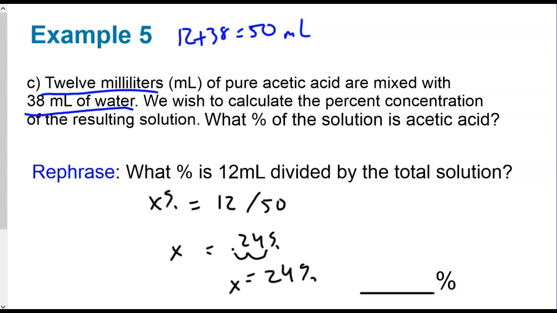And thinking about that, does that make sense? 12 milliliters out of 50 milliliters, 12.5 is 25%. So yep, that makes sense. And hopefully this helps you with some of your homework problems. So remember you can use the way that the book does it, and the book also has examples and videos for you to watch, or if this helps you, then hopefully this helps as well.